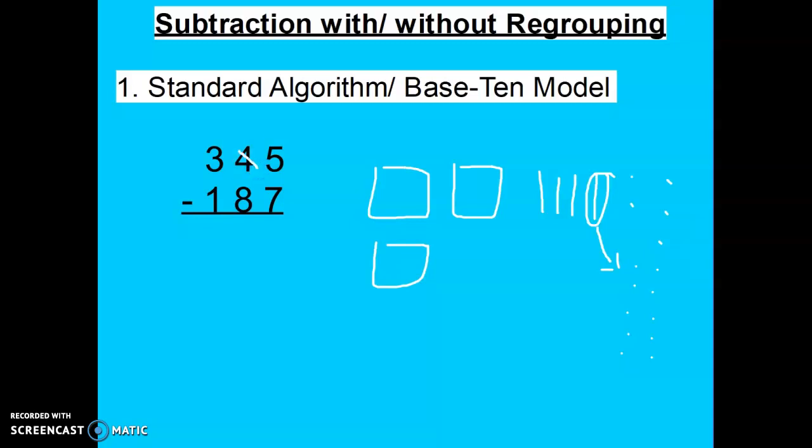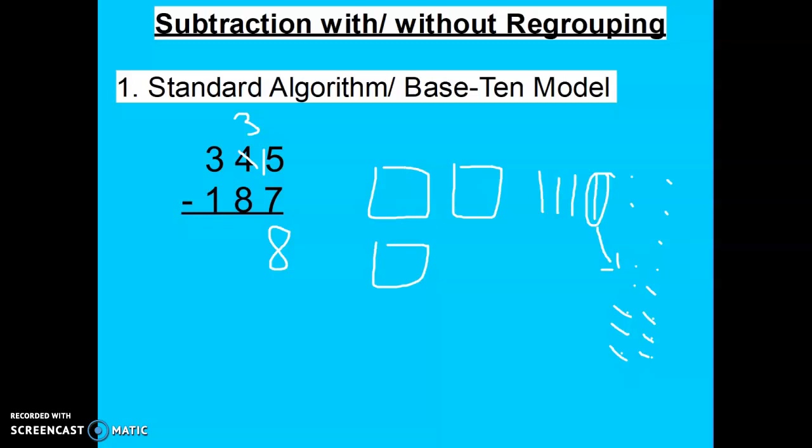I don't have 4 tens anymore. I only have 3 tens. And instead of 5 ones, I have 15 ones. 15 minus 7. From 15 ones, I'm going to take away 7 ones. 1, 2, 3, 4, 5, 6, 7. And I have 8 ones left.